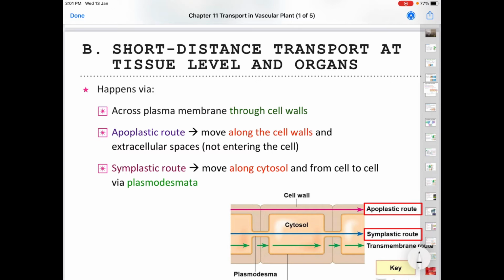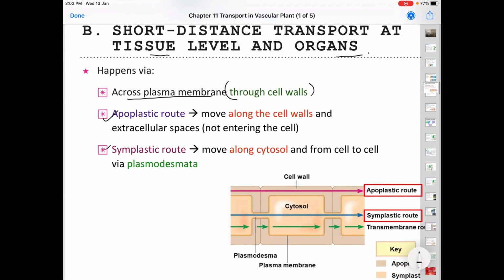Now we go to the second type of transport, the short distance transport, which involves the tissues and organs in plants. This process happens across the plasma membrane and through the cell wall. So there are the apoplastic route and the symplastic route.